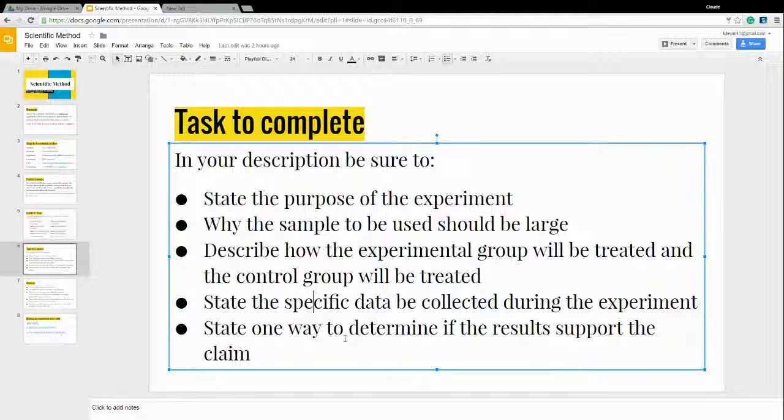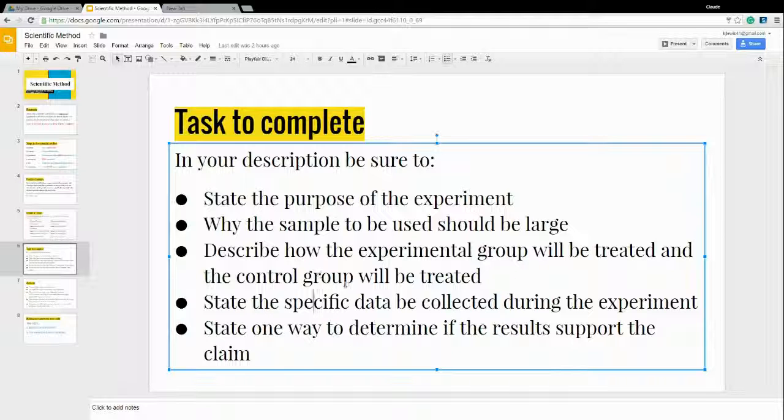State one way to determine if the results support the claim. Well, the claim made earlier said if people do vigorous exercise on a daily basis, they will solve math problems faster. So the subjects in the experimental group should be able to solve the problems faster. So count the amount of math problems that were completed in the given time, the number of math problems, the amount.